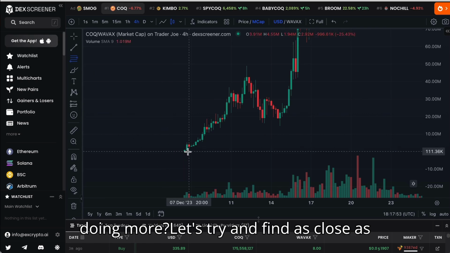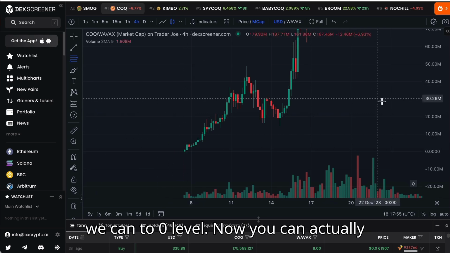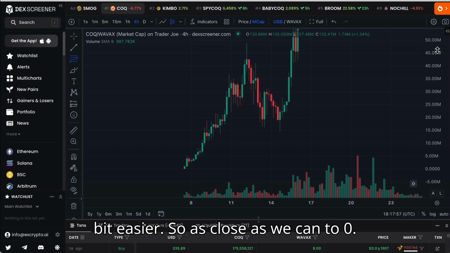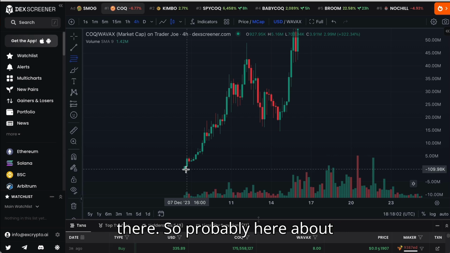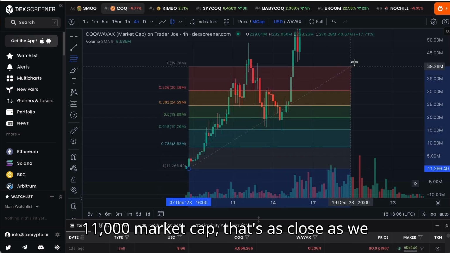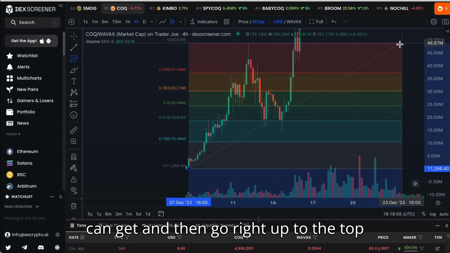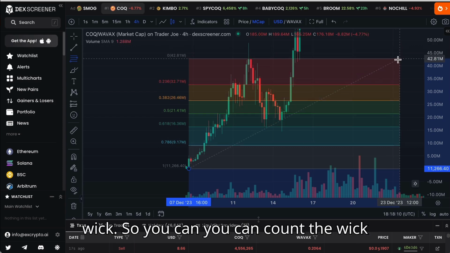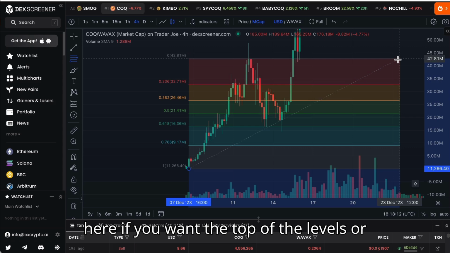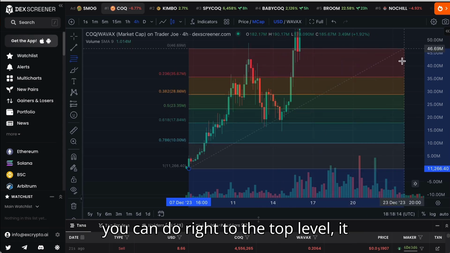Let's try and find as close as we can to 0 level. Now you can actually expand the chart up to make it a little bit easier. So as close as we can to 0. I'm just reading off the figures there. So probably here, about 11,000 market cap. That's as close as we can get. And then go right up to the top wick. You can count the wick here if you want, the top of the levels, or you can do right to the top level. It doesn't really matter.